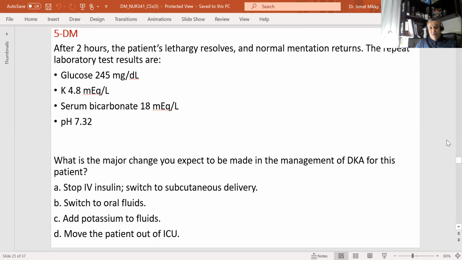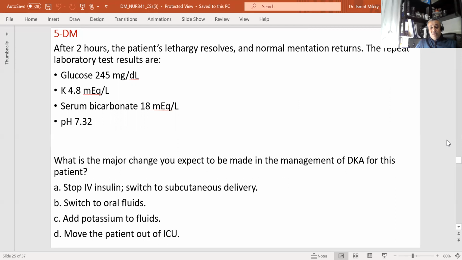After 2 hours, the patient's lethargy resolves, normal mentation returns, and then these are the blood levels of glucose, potassium, bicarb, and pH. What is the major change you expect to be made in the management of DKA for this patient? The answer is C, add potassium to fluids.